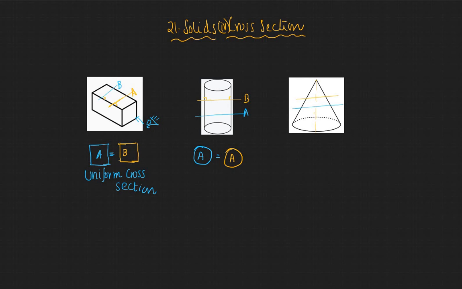Now let's look at a cone. If you view in a cone, you will find that at B there would be a smaller circle, and at A you will find the circle is a little bigger. So this will be A and this will be B. So this doesn't have uniform cross section.